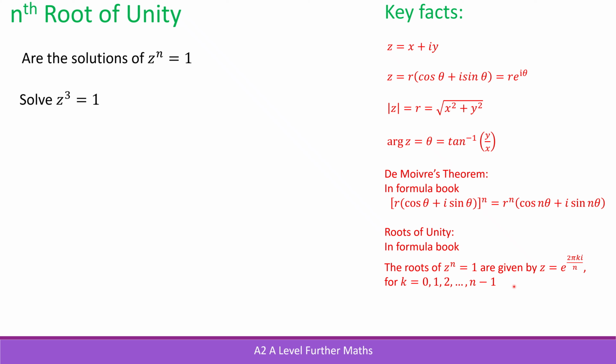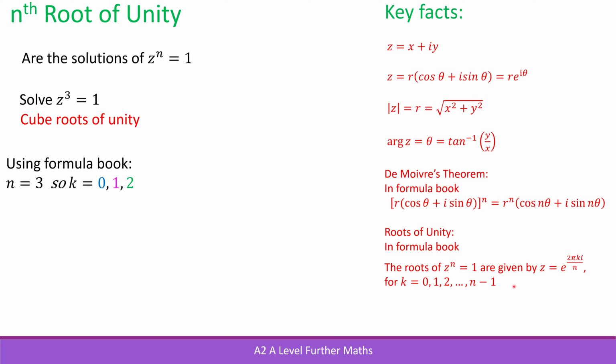We're going to have a look at solving z cubed is equal to 1, and we're going to look at finding the nth root of unity for this z cubed equals 1. Specifically for this case, we're going to be finding the cube roots of unity because we have got z cubed. Using the formula book, n is equal to 3 because I've got z cubed. Over here it says for k is equal to 0, 1, 2, all the way up to n minus 1. Here n is 3, so 3 take away 1 is 2, so it's going to be for 0, 1 and 2. These are the values of k. I'm going to stick these values into this formula here.